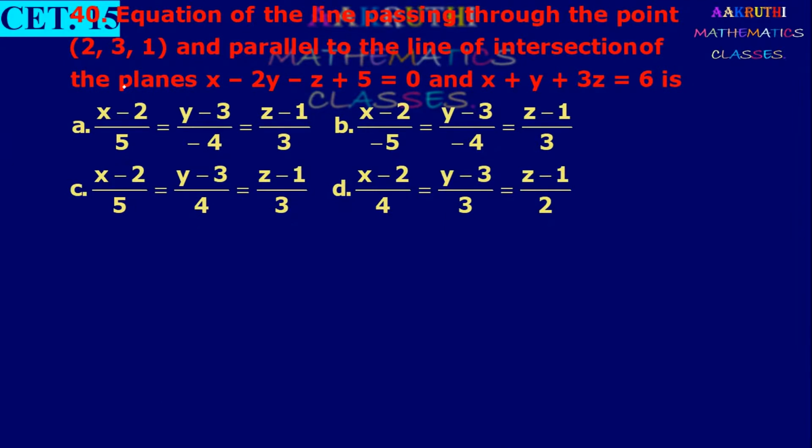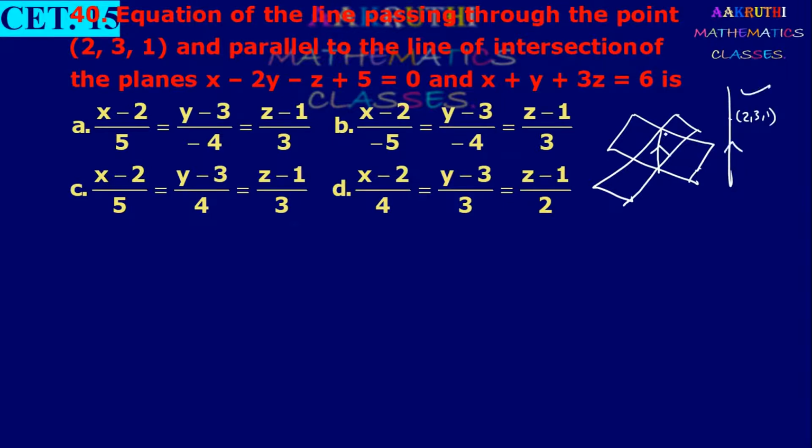So next question, question number 40, from CET 2015. Equation of the line passing through the point (2, 3, 1) and parallel to the line of intersection of the planes x minus 2y minus z plus 5 equal to 0 and x plus y plus 3z equal to 6 is. So here two planes are given which are intersecting, and we have to find one line passing through (2, 3, 1) and parallel to this line.